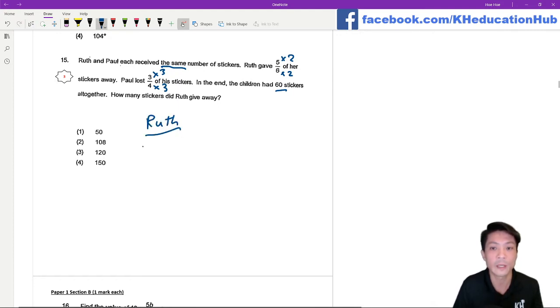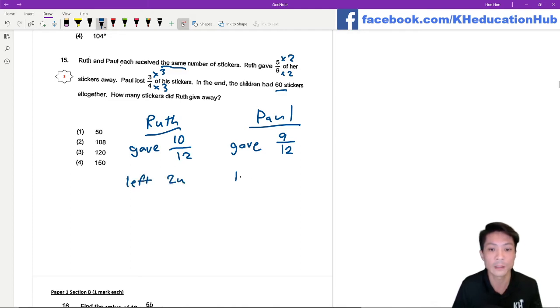Okay, Ruth gave away 10/12, right? And Paul gave away 9/12. Which means that they are left with 2 units, left with 3 units, and that is equal to the 60 stickers. So 5 units is equal to 60. We're gonna find what is 1 unit, which is gonna be equal to 12.